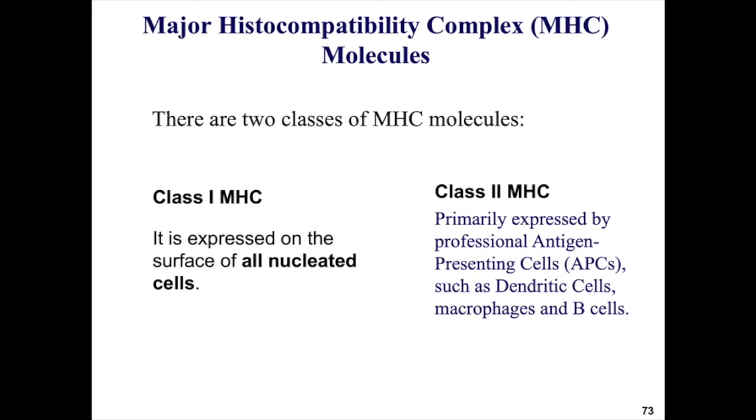We have two types. We have the class 1 and the class 2. Class 1 is presented by all nucleated cells. So red blood cells will not present, but any nucleated cell in the body has MHC class 1. The class 2 are presented by the APCs, what we call the professional APCs. So we're talking about the dendritic cells, the macrophages and the B cells.